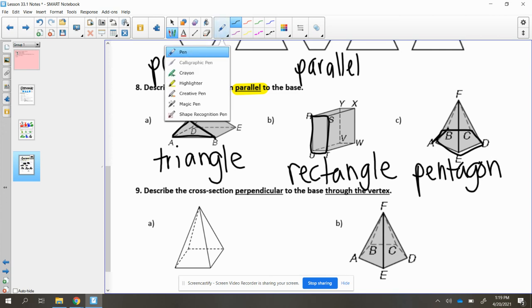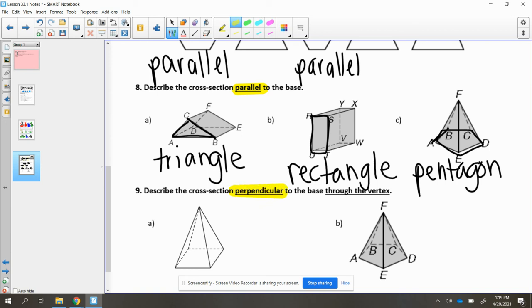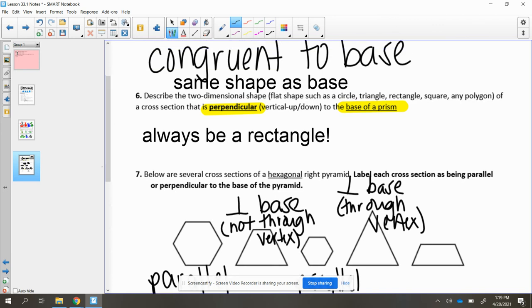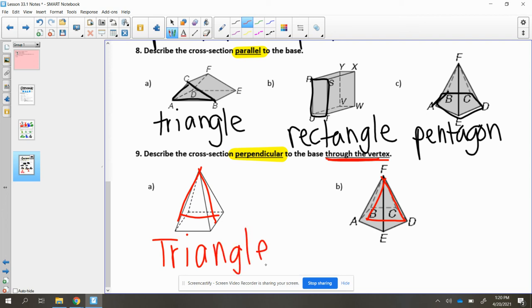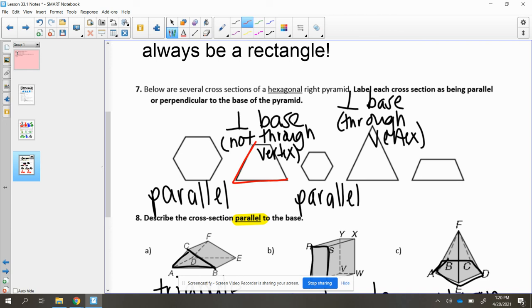Versus when we are perpendicular to the base, remember from up above, if we were talking about prisms, it would always be a rectangle. Here with pyramids, again, it's going to be dependent upon, are you through the vertex? In this case, you are through the vertex. So remember, when you're through the vertex, that's when it's going to be a triangle. And that's going to actually be for both of these. Had it not been through the vertex, it would have been a trapezoid. And again, we talked about that up here, being through the vertex versus not through the vertex.